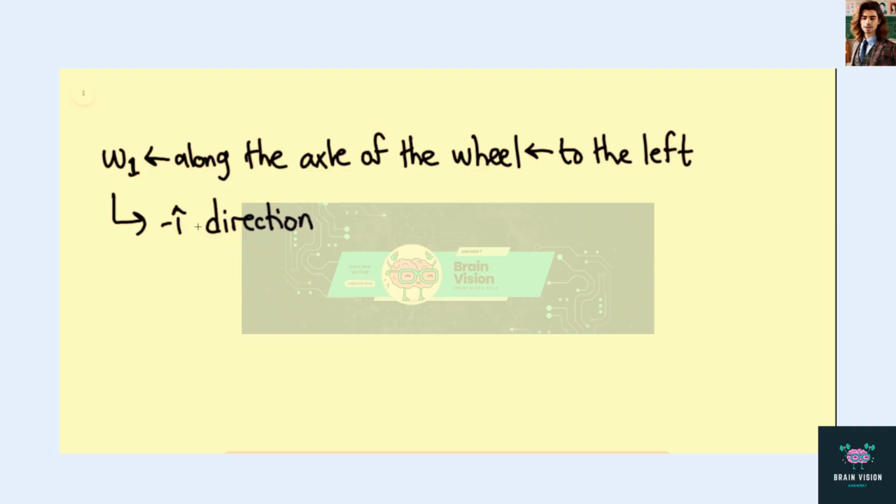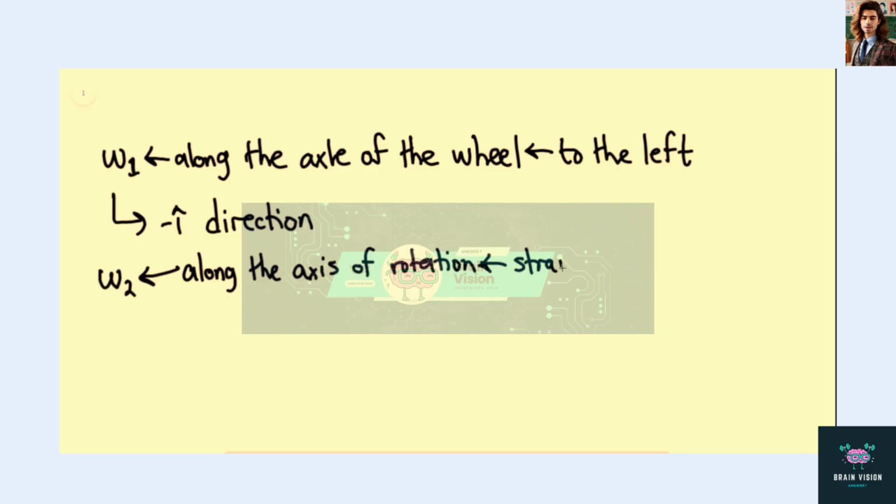We can also say that the direction for omega sub 2 is along the axis of rotation, which is straight up. So the direction for omega sub 2 would be the positive k hat direction. These would be your answers for part A.